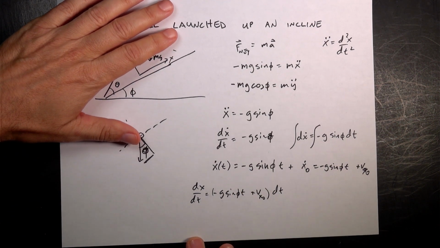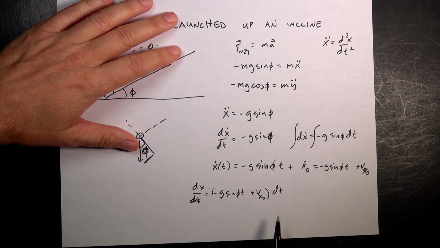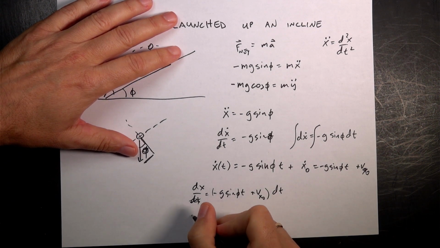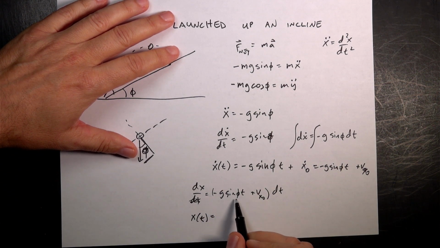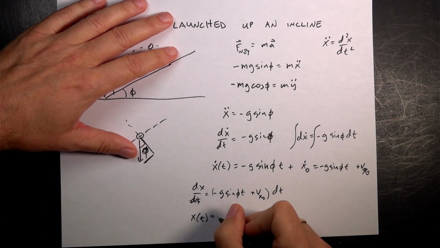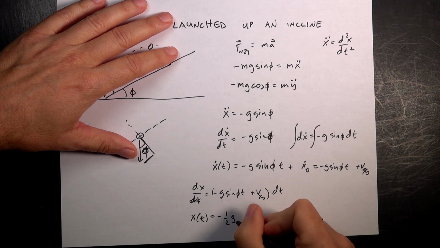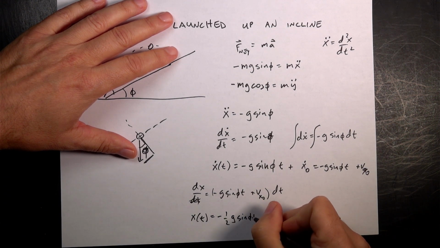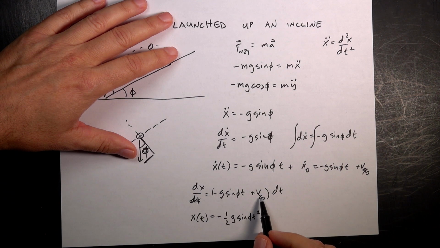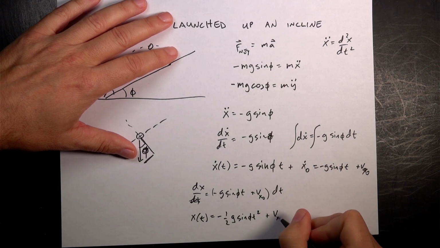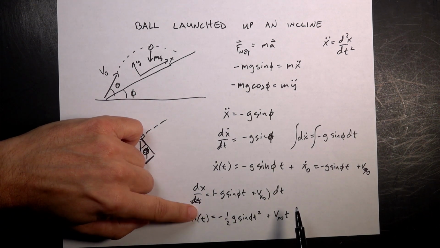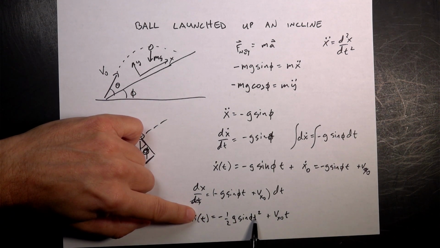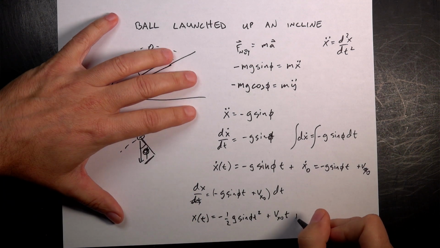Now I can integrate both sides again. Multiply both sides by dt, and I get x as a function of t. I have negative g sine phi times t squared, and I have to divide by the 2, so I get negative 1/2 g sine phi t squared, and then I have vx0 t, plus a constant. Again, I want this to be the initial position at t equals 0, so if I put in t equals 0, these two terms go away, so I just get plus x0.